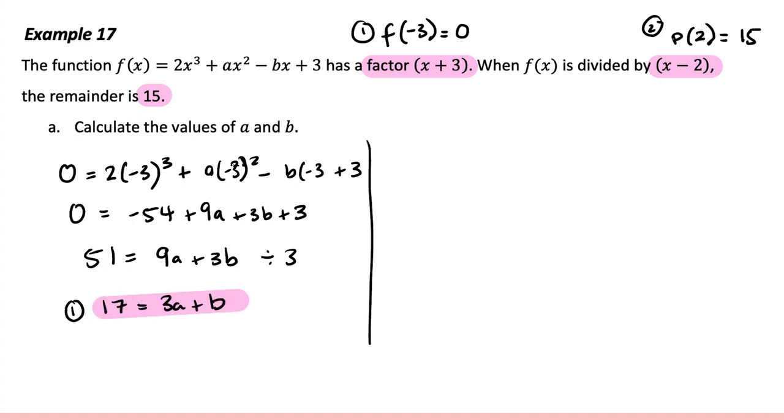All right, let's do the same with our second. So that was for 1. Now let's do 2, same thing. So 15 is equal to 2. Now every time I see an x, I'm going to sub in a 2.